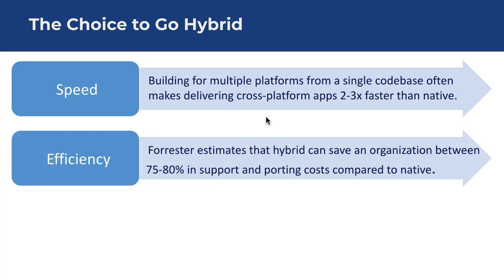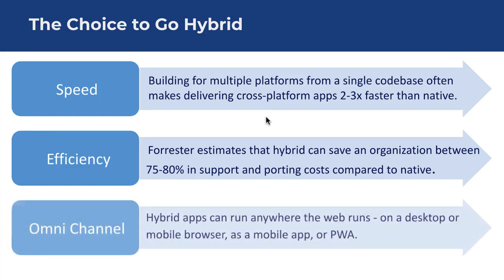Efficiency. Forrester estimates that hybrid can save an organization between 75 to 80% in support and porting costs compared to native. Omnichannel. Hybrid apps can run anywhere the web runs: on a desktop or mobile browser, as a mobile app, or as a progressive web app.